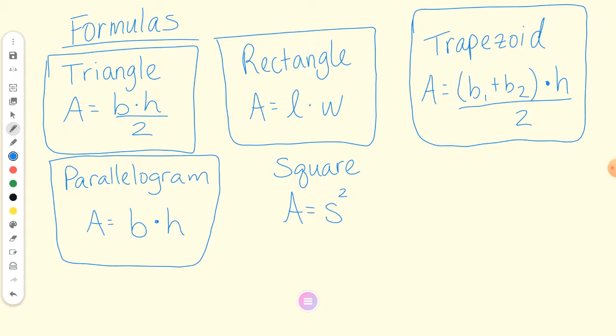Because on a square, sometimes they just say the side length is 7. What is the area? They don't say the length is 7 and the width is 7. So that is one that we can survive without because we usually just do length times width, and we know that the length and the width are the same.